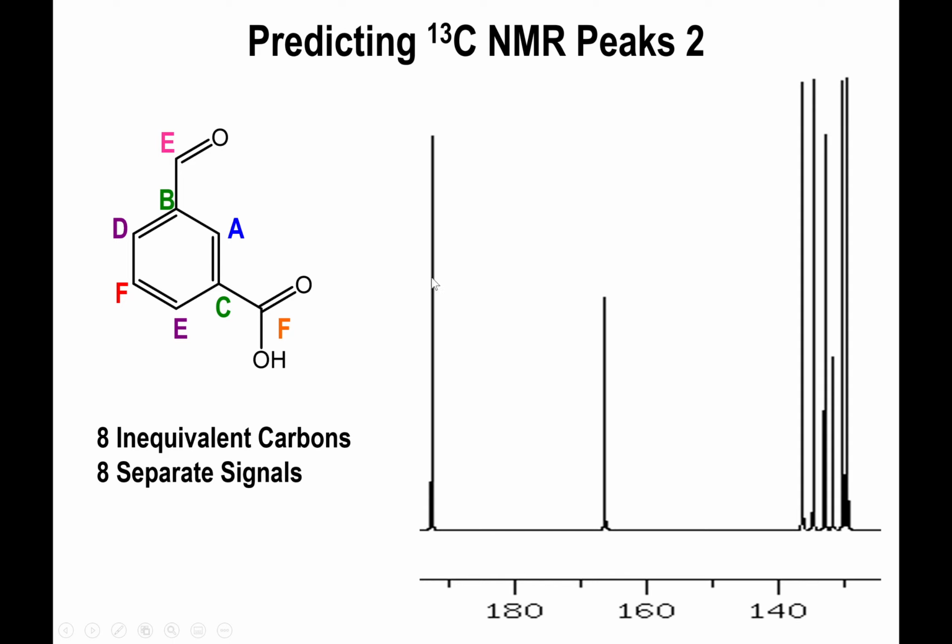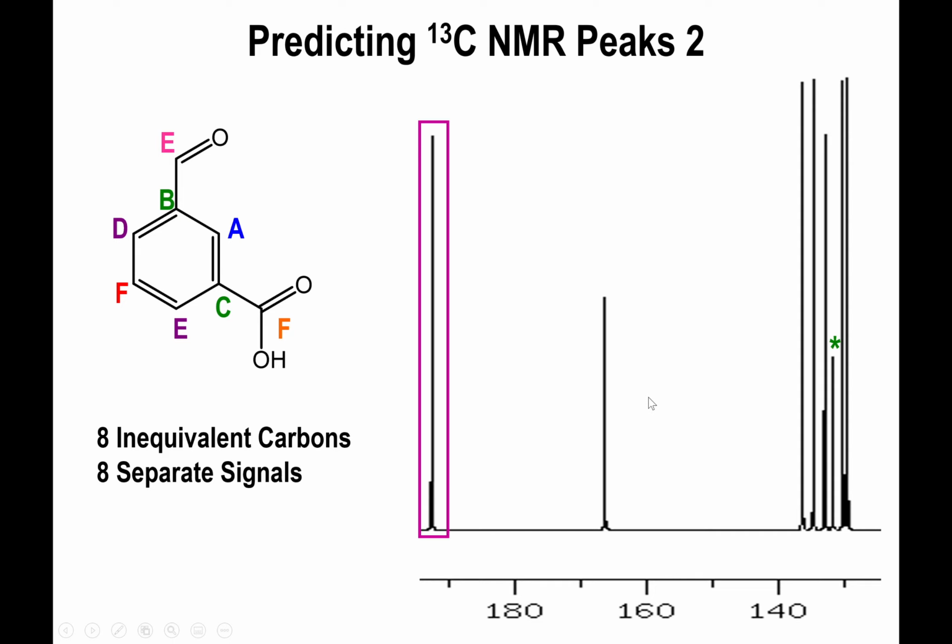All right, so here we have one signal, and this is above 190. So that peak at 190 has to be the aldehyde peak, right? The aldehydes fall between 190 and 200. The carboxylic acid peaks fall between 160 and 180, right? And then we have this peak here above 160, a little below 170, but that's your carboxylic acid peak.